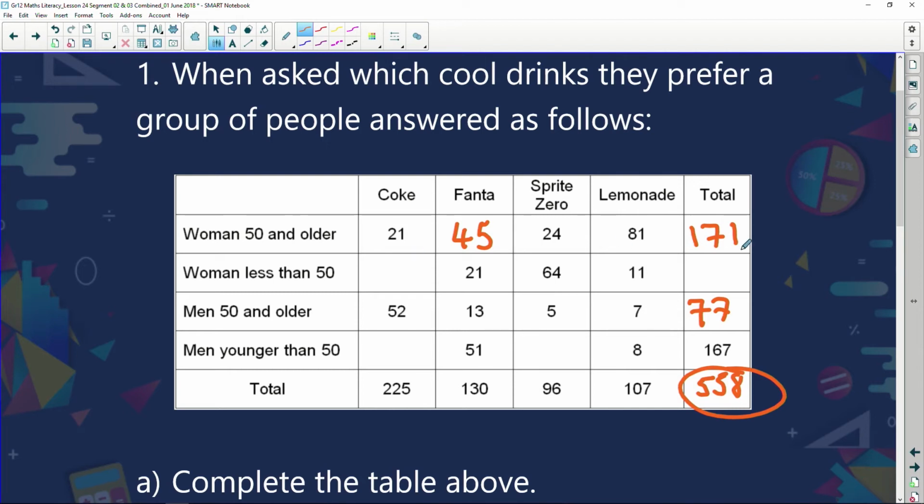Right, let's see if something else. Looking at this row, everything's filled in. I still got two missing values.